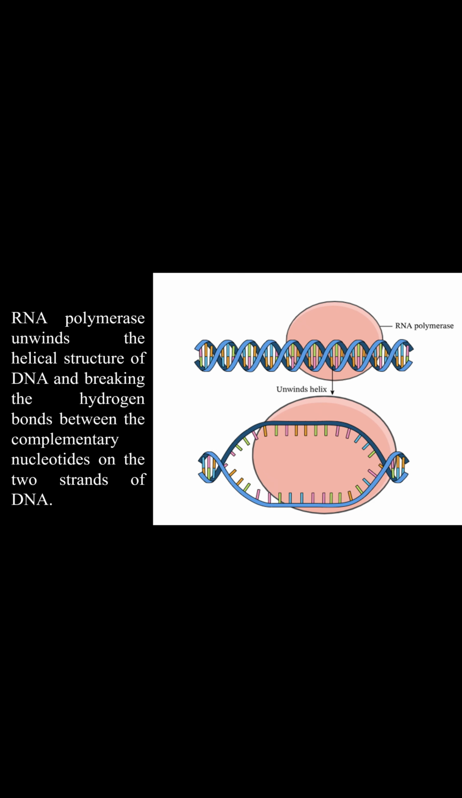Finds the promoter region, the RNA polymerase starts unwinding the hydrogen bonds inside the helical structure of the DNA, and then these two strands are separated from each other. As you can see here, this is the RNA polymerase, this is the wound double helical structure of DNA. Then this RNA polymerase unwinds the helical structure by breaking the hydrogen bonds between these nucleotide bases, and these two strands are separated from each other.